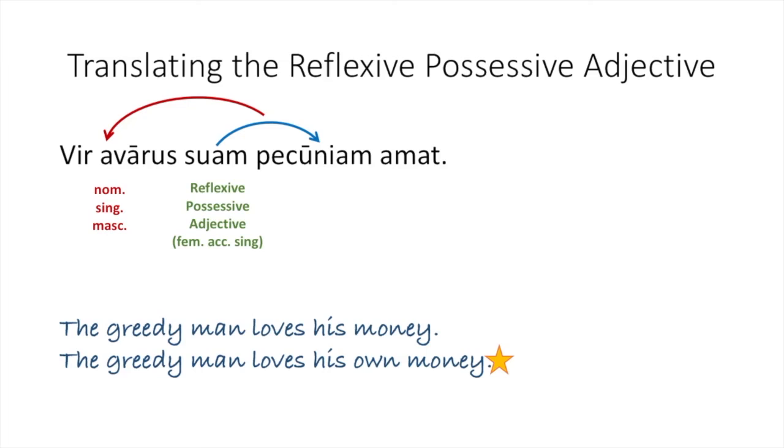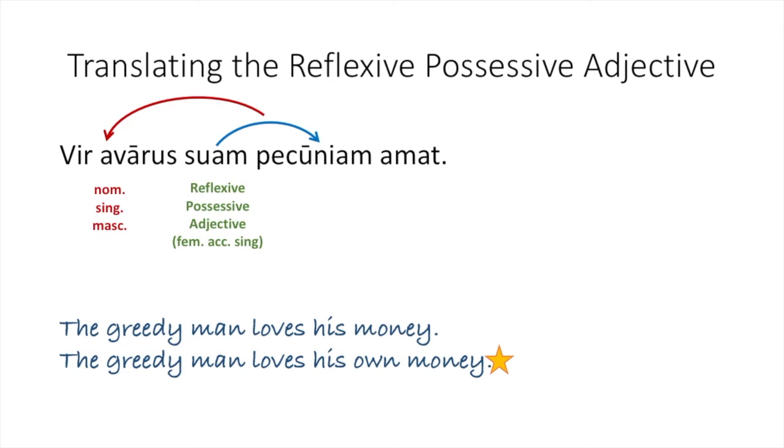The first example, the greedy man loves his money, is a little bit unclear whose money we're talking about. It could be the greedy man's money, or it could be his friend's money. Without further context, we don't really know. So it's not our clearest, most literal translation of this Latin sentence. That is, the greedy man loves his own money. The his own shows that it's going back to the greedy man. It shows that reflexive, possessive aspect of this adjective. So that's why that is the better translation.